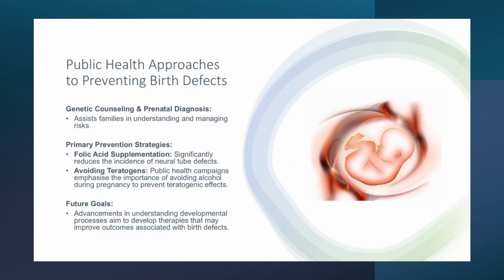Public health initiatives play a pivotal role in preventing birth defects. Genetic counseling and prenatal diagnosis empower families with information to make informed decisions. Primary prevention strategies, such as recommending folic acid supplementation, have markedly reduced neural tube defects. Additionally, campaigns focusing on avoiding teratogens, like alcohol during pregnancy, have been instrumental. Looking ahead, ongoing research into developmental processes holds promise for therapies that could further reduce the morbidity and mortality associated with birth defects.